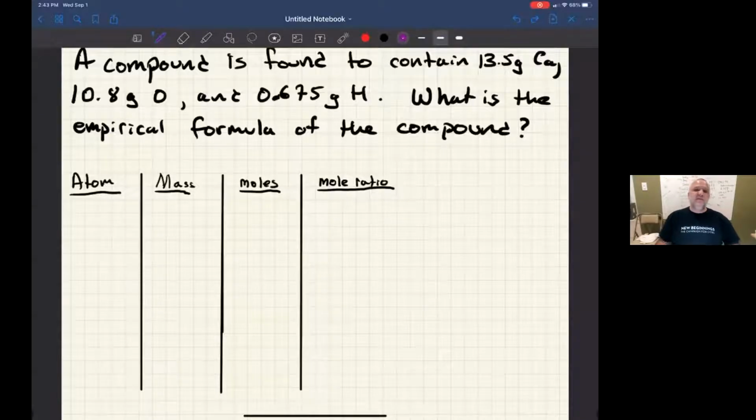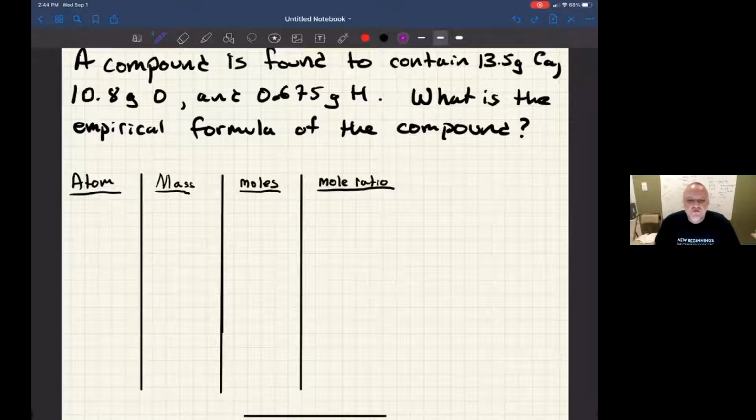All right, this problem is asking you to find the empirical formula for a compound that has calcium, oxygen, and hydrogen. The problem establishes the amount of mass that was found from a particular sample of this.